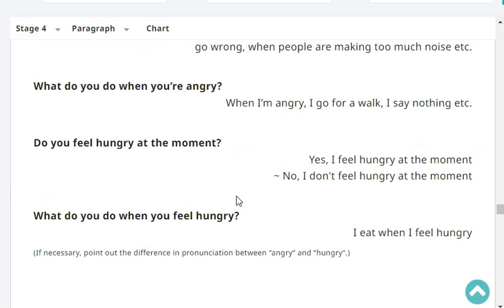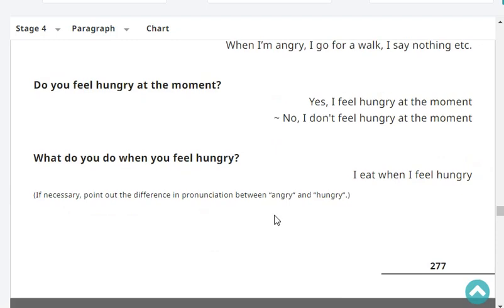What do you do when you're angry? When I'm angry, I throw my pencil to my classmate. Okay, very good.